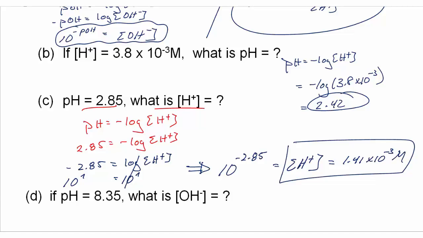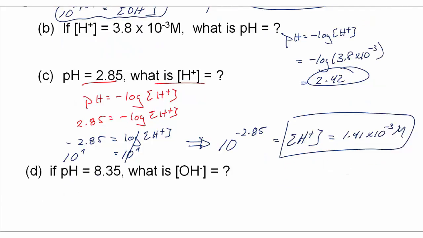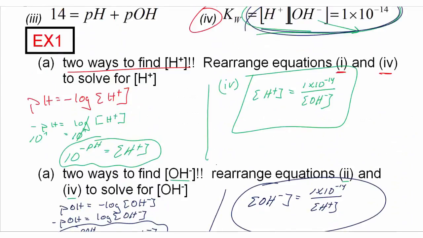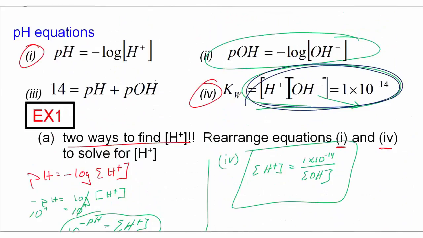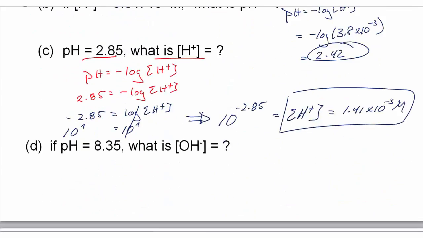Yeah, how about if the pH is 8.35, what is the hydroxide concentration? So there's a number of ways to solve this. I think the easiest way would be to use this one. Let me show you why.